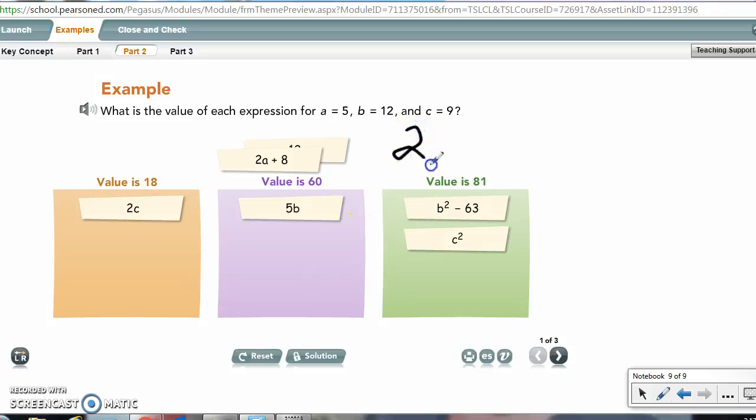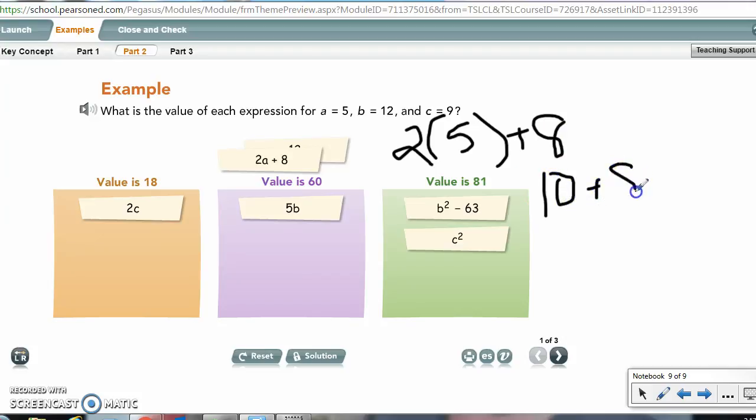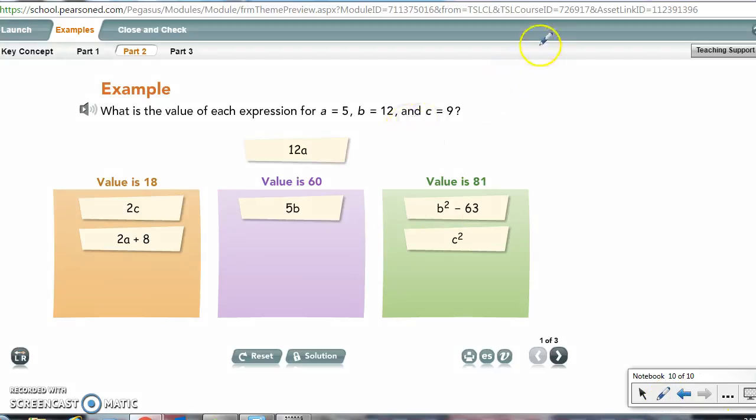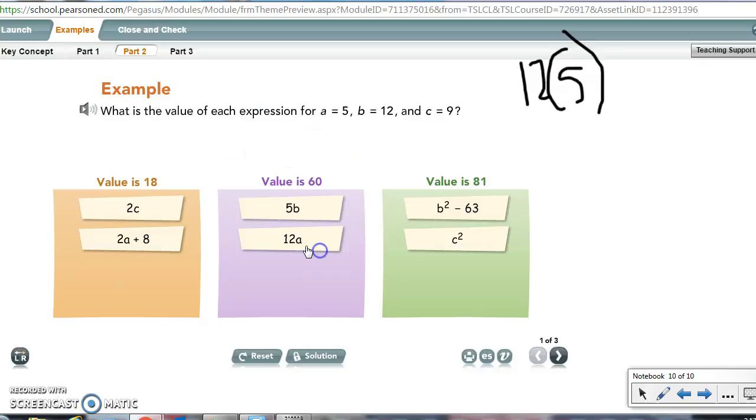What about 2a plus 8? Well, 2a becomes 2 multiplied by 5 plus 8. What is 2 times 5? Well, 2 times 5 is 10, and 10 plus 8 is 18. Copy it down. What about 12a? 12a becomes 12 multiplied by 5. Well, we already know that 5 times 12 is 60. So let's plug that in for 60. Go and copy these down.